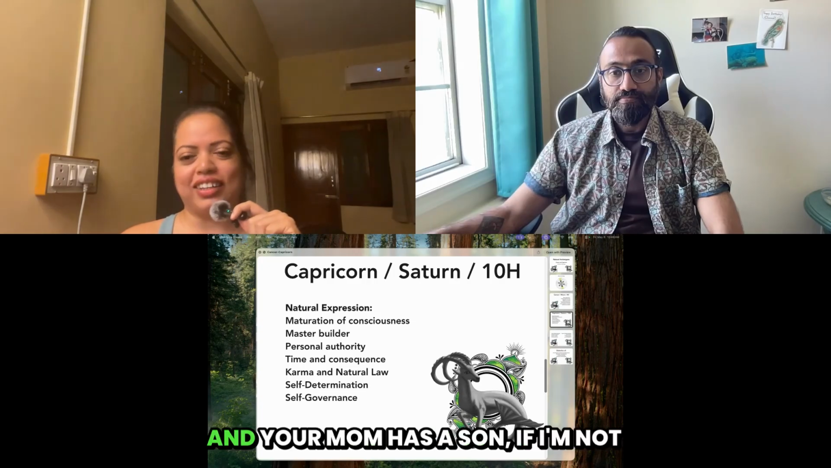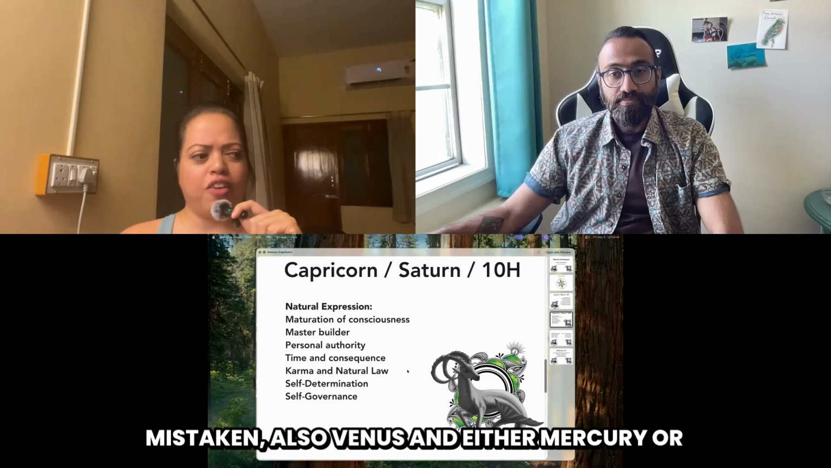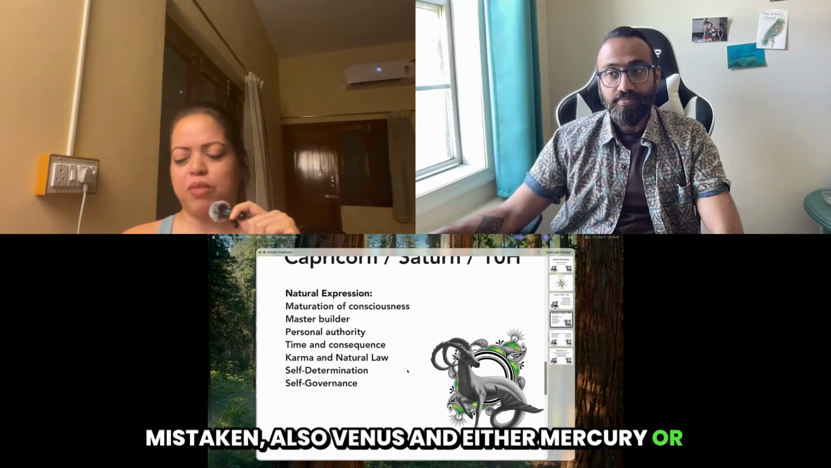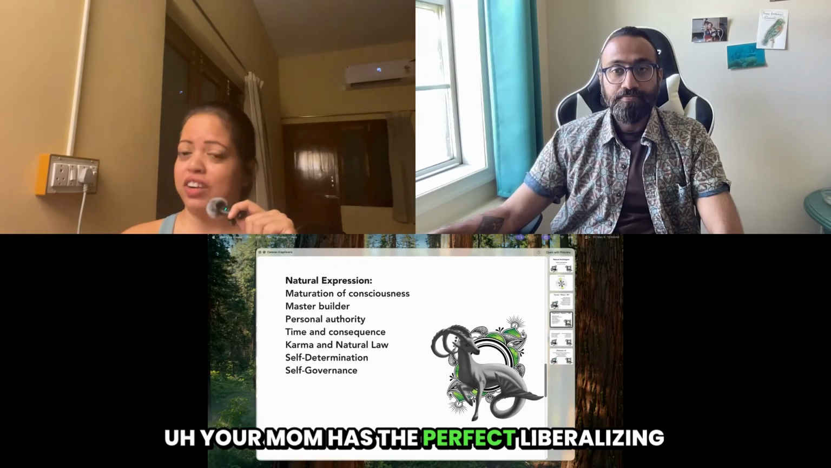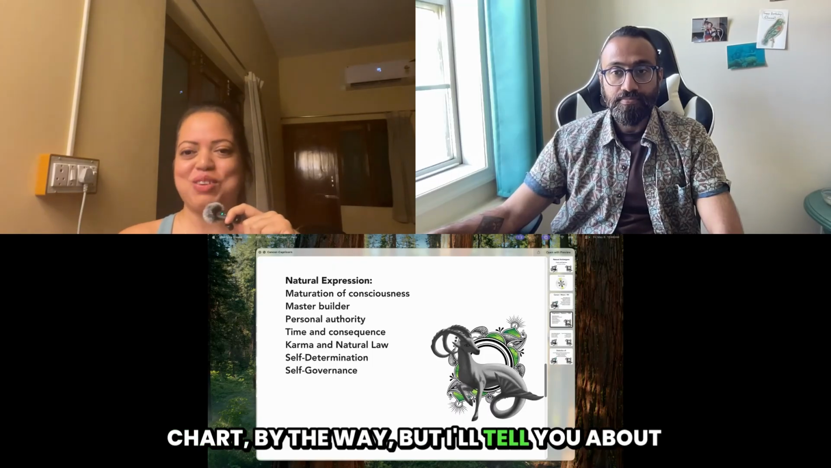Yeah, I remember. And your mom has a son, if I'm not mistaken, also Venus and either Mercury or Mars, and they're all tightly conjunct in Capricorn. Your mom has the perfect Libra rising chart, by the way, but I'll tell you about that later.